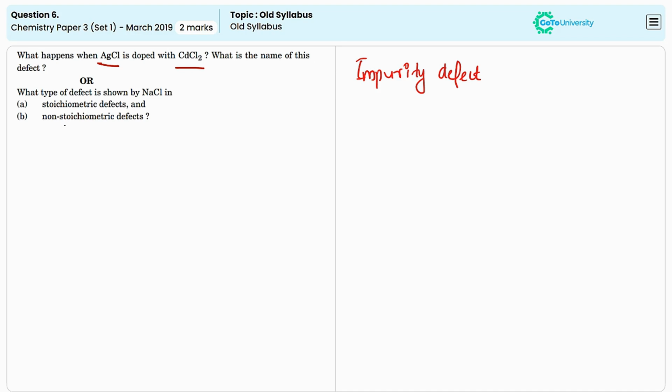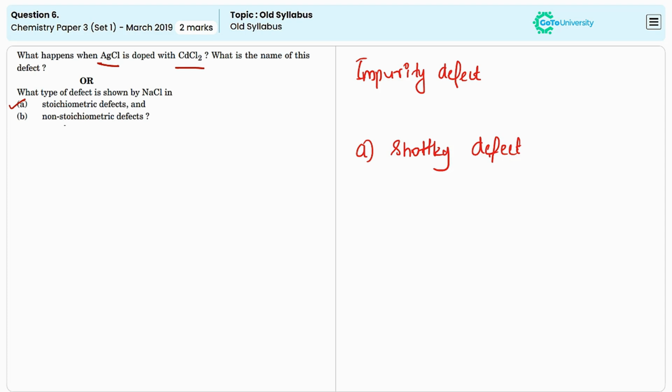Now let's come to the OR question. What type of defect is shown by sodium chloride in stoichiometric defect? The defect is Schottky defect. A Schottky defect in sodium chloride occurs when an equal number of sodium and chloride ions are missing from their respective lattice sites, and they will create the vacancies.